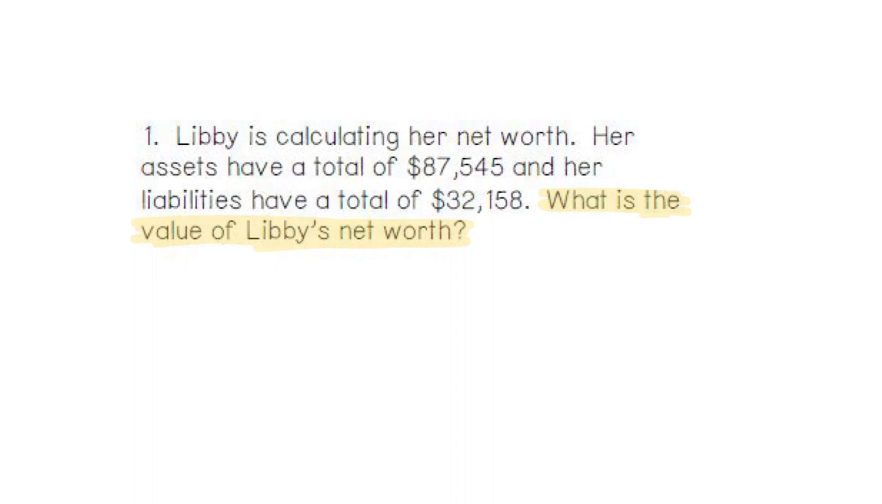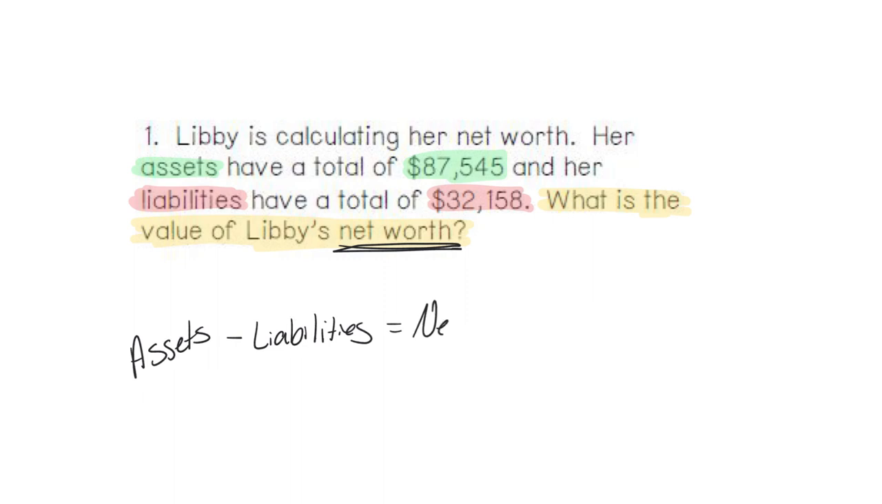What's the information we know? Maybe we can color code it. Let's make her assets green. She has $87,545 in assets. Her liabilities are $32,158. And I am trying to figure out what her net worth is. So I know assets minus liabilities equals net worth.